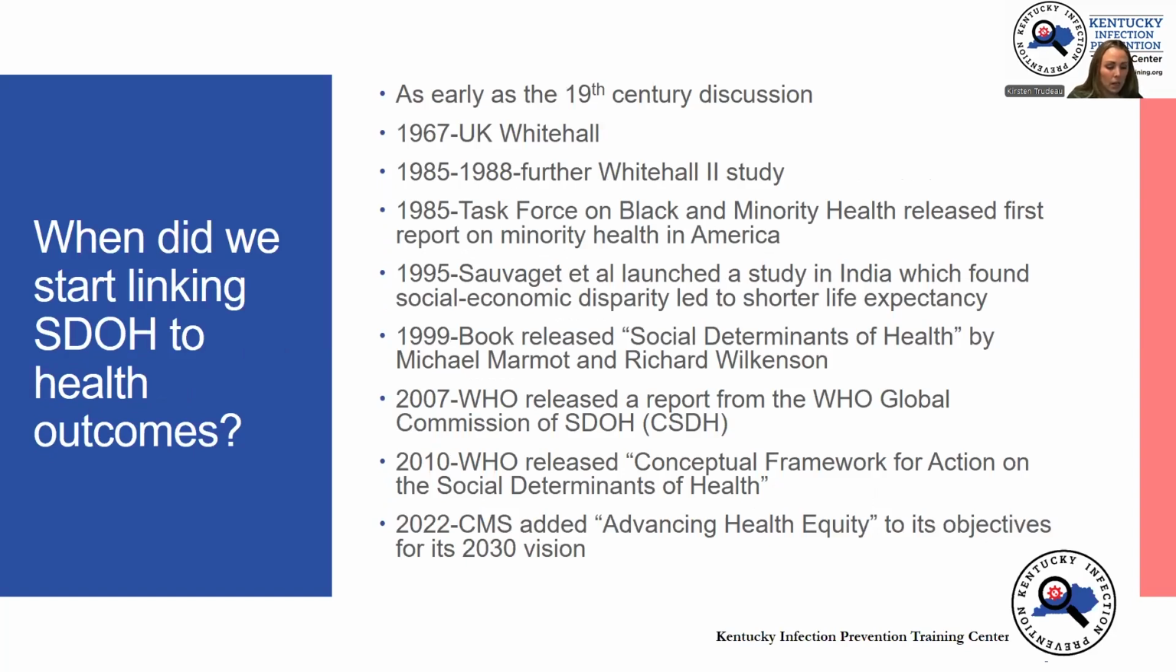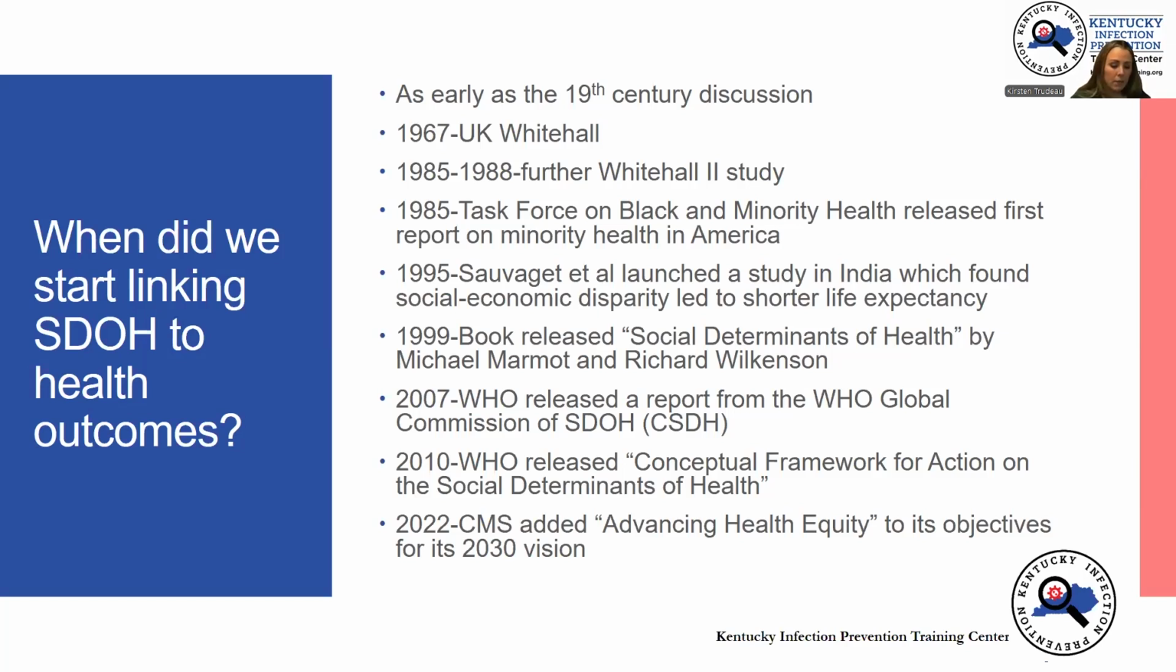So when did we start linking social determinants of health to health outcomes? Discussions started as early as the 19th century, and the first real study was in 1967, on British civil servants. This was the UK Whitehall study, looking at mortality when comparing levels of employment. They found that the lower the level of employment, the higher the mortality rate. Whitehall 2 was a follow-up study from 1985 to 1988, and it showed the persistence of socioeconomic differences impacting health differently over the 20-year span between the studies.